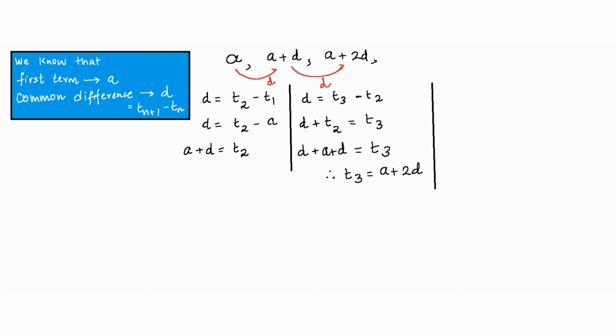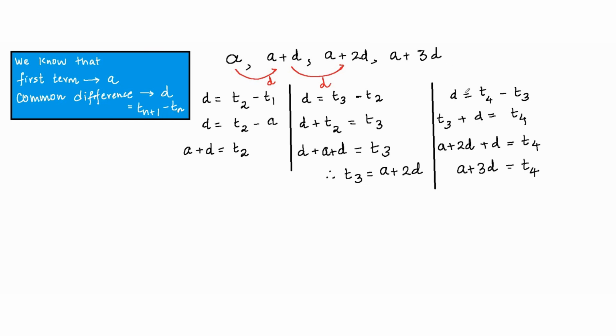So now I am going to find the fourth term. I know that the common difference is given by the fourth term minus the third term. The third term can come to the left hand side for addition. So T3 plus D is therefore equal to T4. The third term is A plus 2D and then there is a plus D, which means A plus 3D is equal to T4. That means the fourth term of the arithmetic progression is A plus 3D.